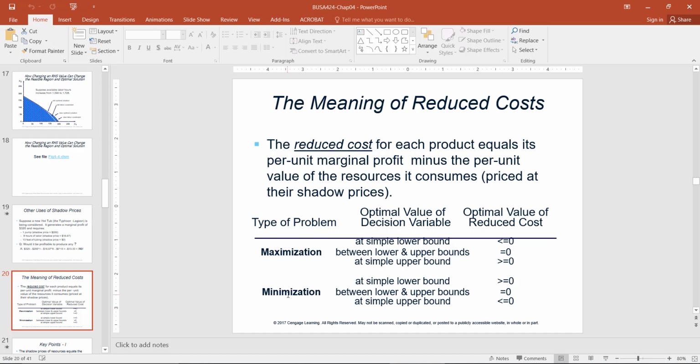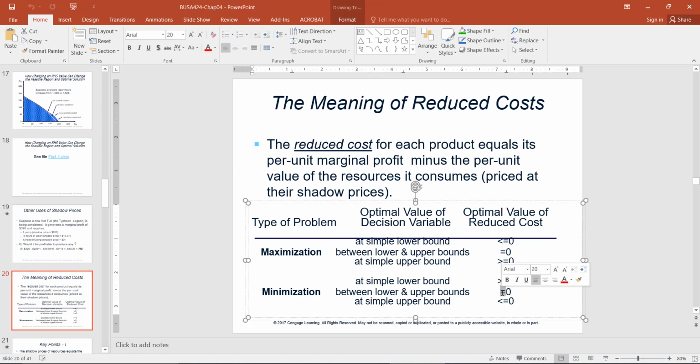But if the type of the problem is minimization, then the sign of the reduced cost on the simple lower bound and the simple upper bound is going to change. It's going to be the reverse of the maximization problem. But if the variable is between the lower and upper bounds, the value of the reduced cost is still going to be zero.